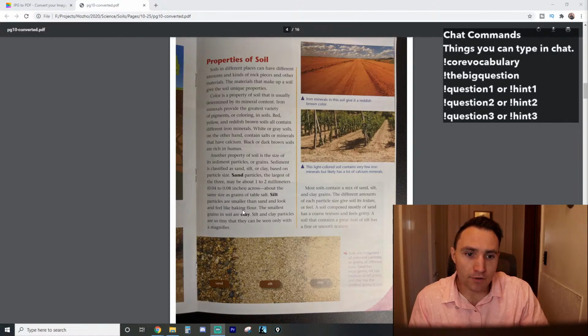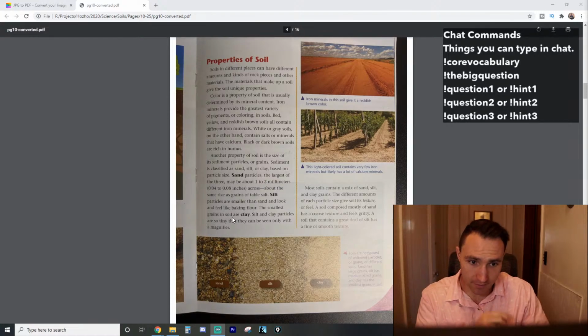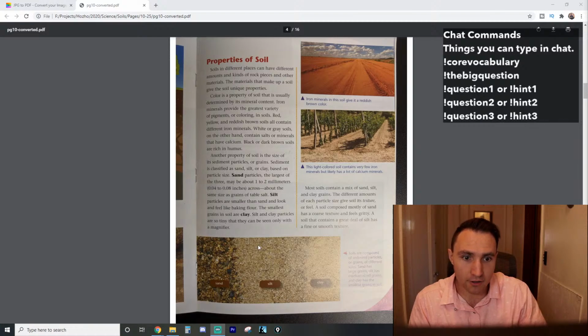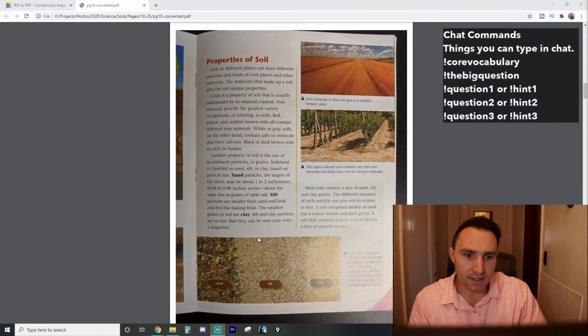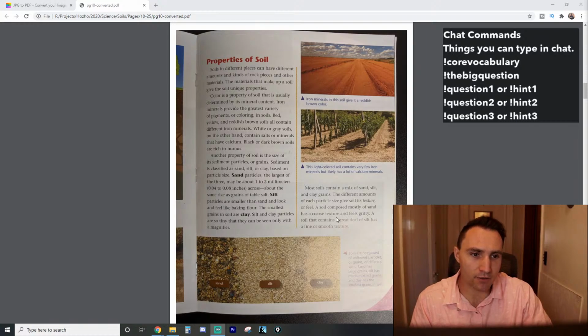Silt particles are smaller than sand and look and feel like baking flour. The smallest grains in soil are clay. Silt and clay particles are so tiny that they can be seen only with a magnifier. Whoa. Most soils contain a mix of sand, silt, and clay grains. The different amounts of each particle size give soil its texture or feel. A soil composed mostly of sand has a coarse texture and feels gritty. A soil that contains a great deal of silt has a fine or smooth texture.